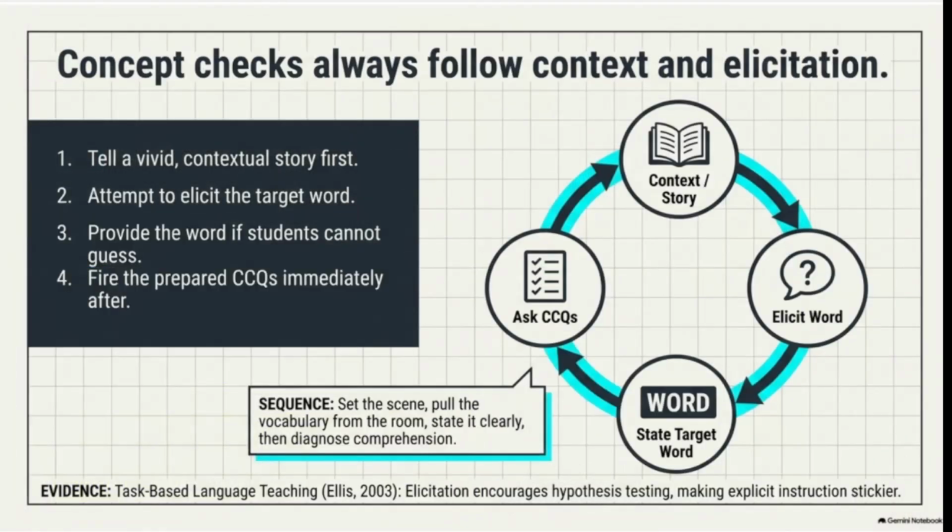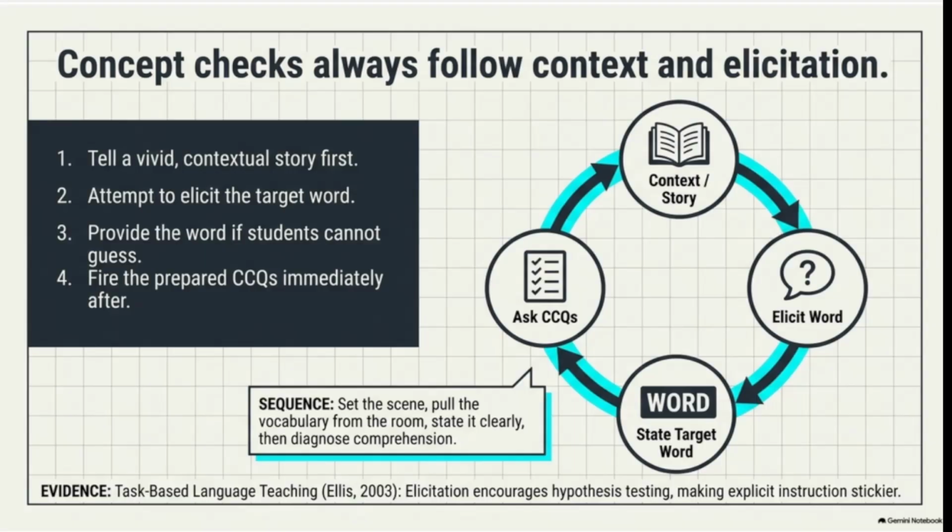Concept checks always follow context and elicitation. Now let's bring the whole classroom sequence together. Effective concept checking should not happen randomly. It should follow context and elicitation. So, first, create a vivid context. For example, you are standing in front of the whole class. You make a silly mistake. Everyone looks at you.